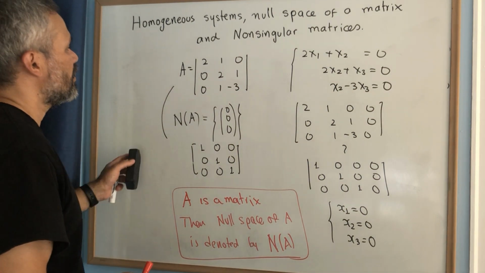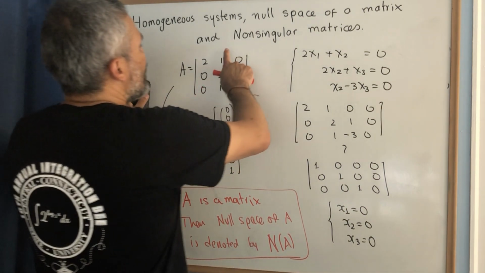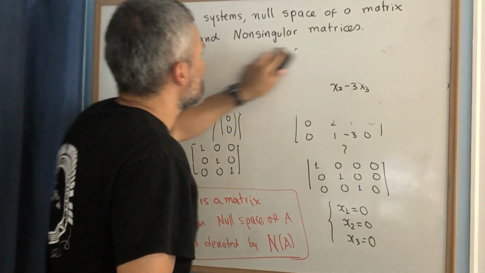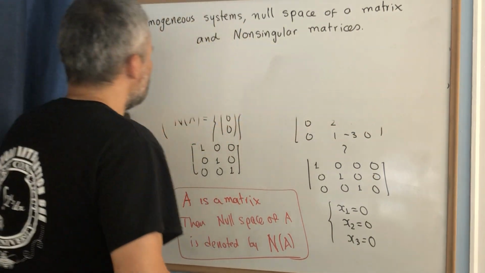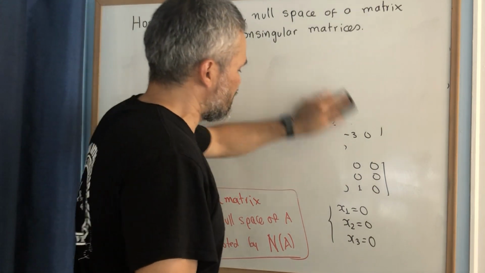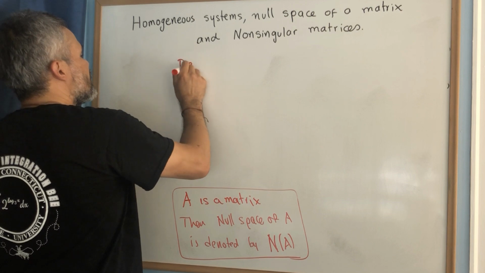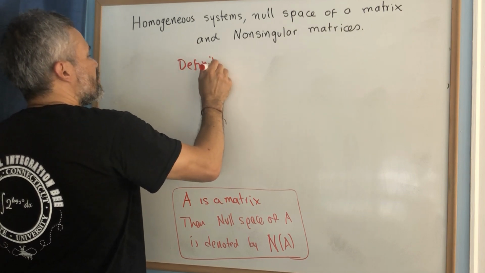Let me end up with the notion of non-singular matrix. Before doing that, we need to define what is a square matrix, and that is very obvious. Let me just write the definition.